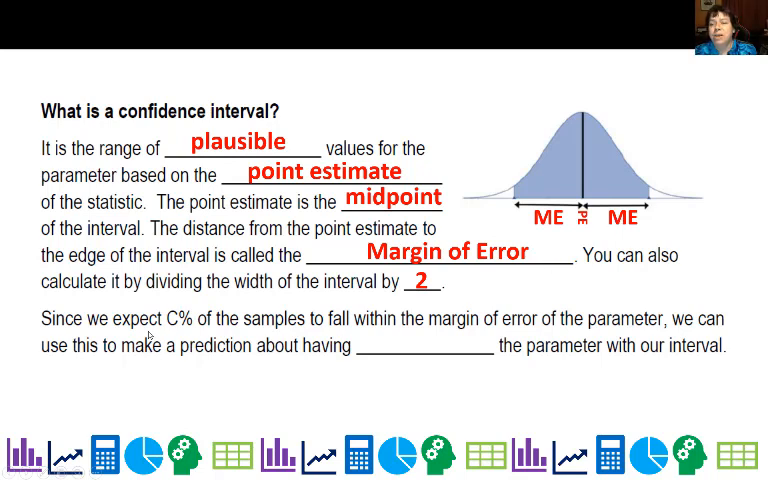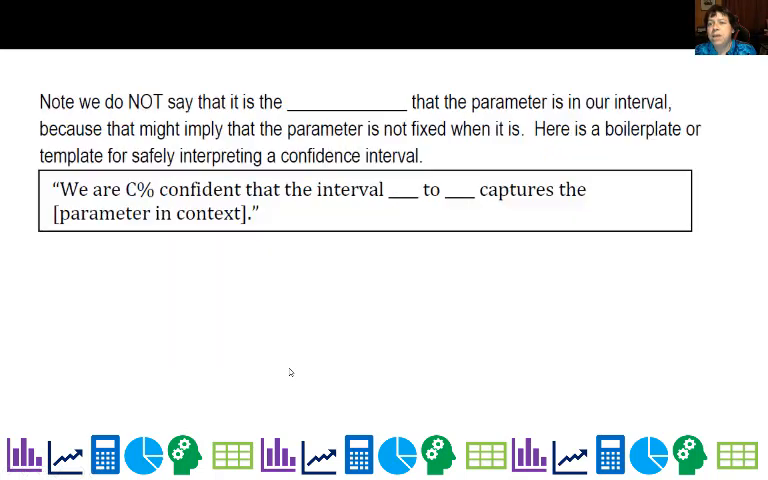Since we expect C%, depending on our confidence level, of the samples to fall within the margin of error, we can use this to make a prediction about having captured the parameter. Note, we do not say that it is a probability that our parameter is in our interval, because once we set our interval, we've thrown our net. So it's either in there or it's not. It's just when we do throw our net in this way, how often do we capture the parameter?